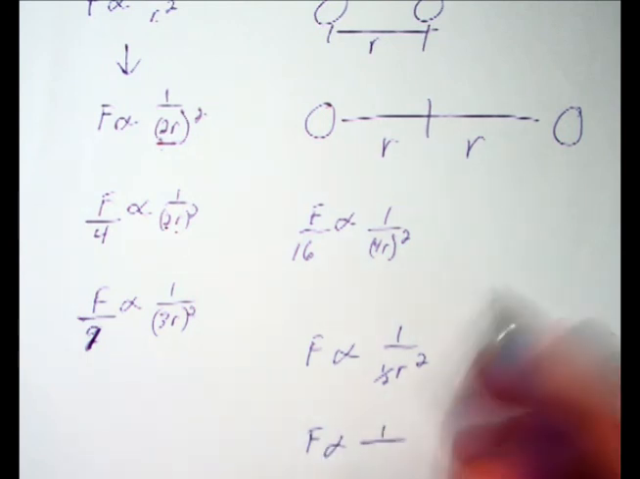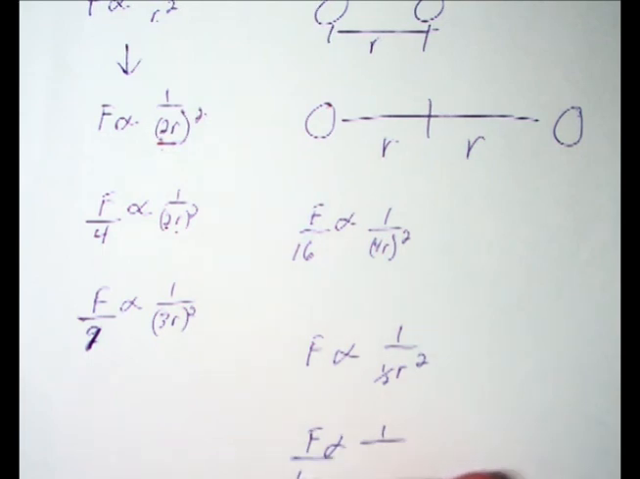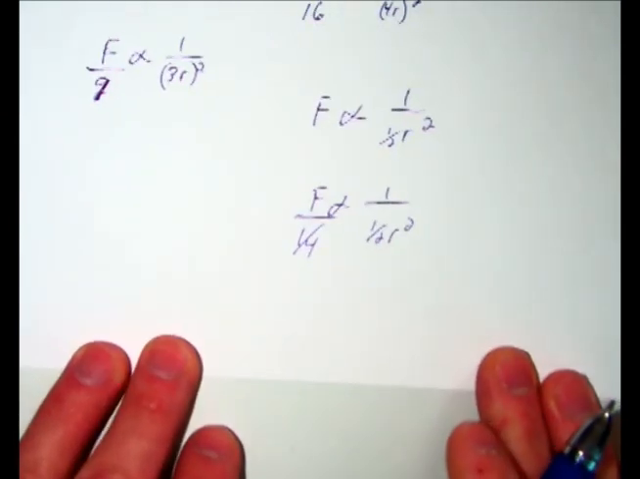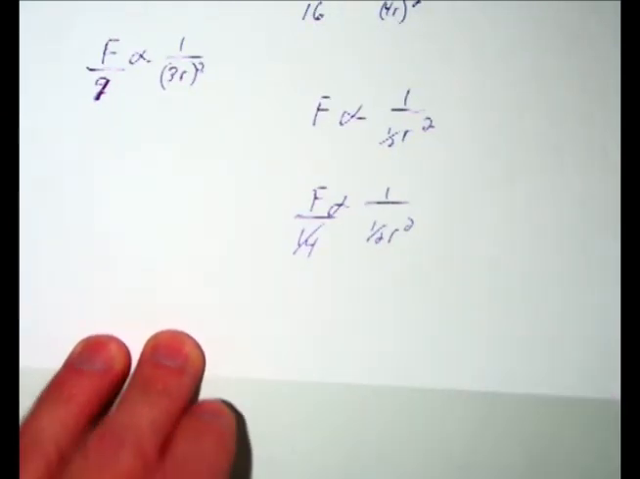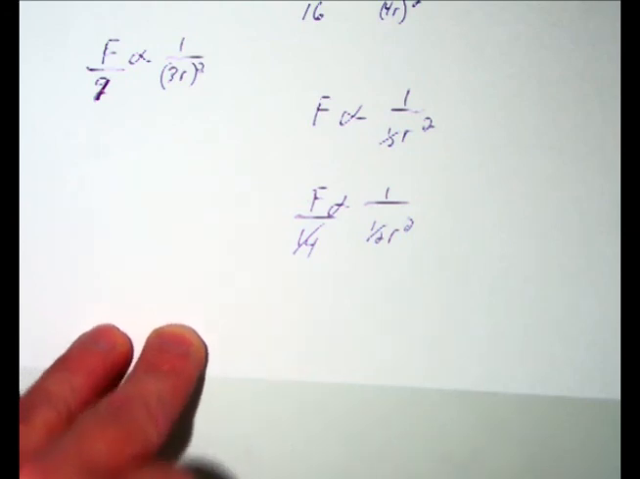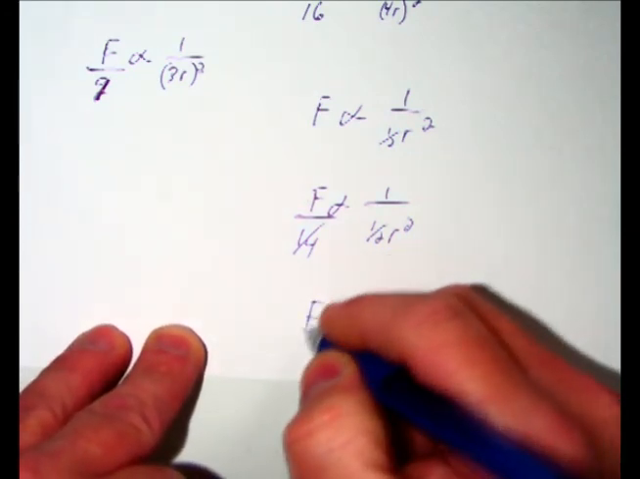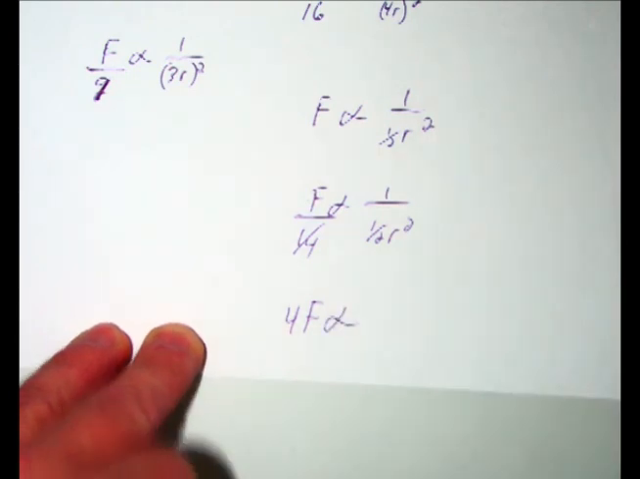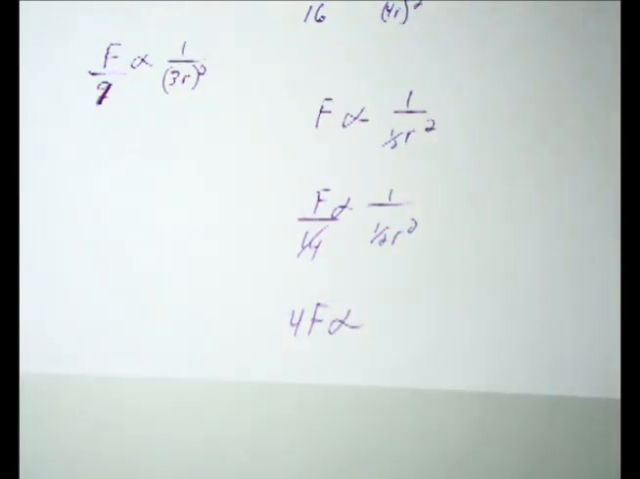Well, here I have force. I have 1 over R squared, right? But now I've cut the distance in half. So what's 1 half squared? Well, from your math class, hopefully they taught you that 1 half squared is equal to 1 quarter. So if you take force is 1 quarter, if you divide something by a quarter, what's that the same thing as? Well, that's the same thing as multiplying times the inverse of a quarter.